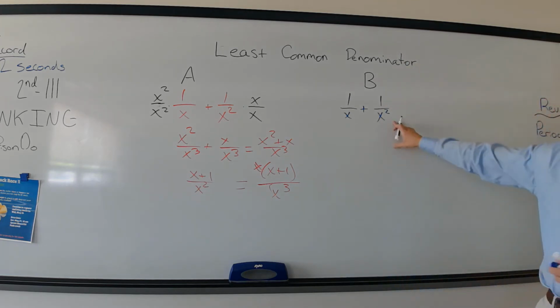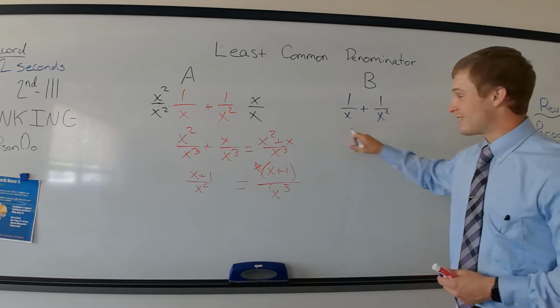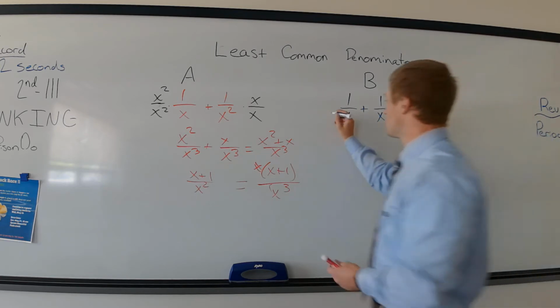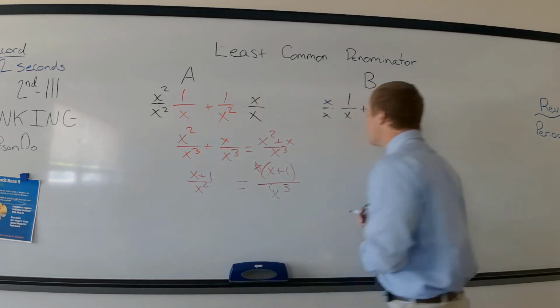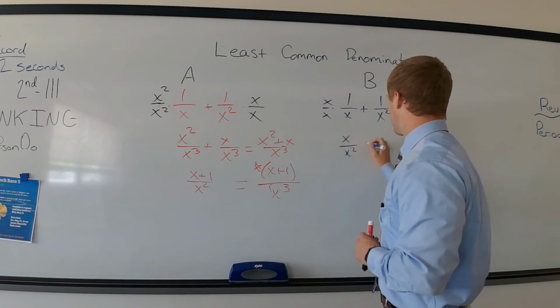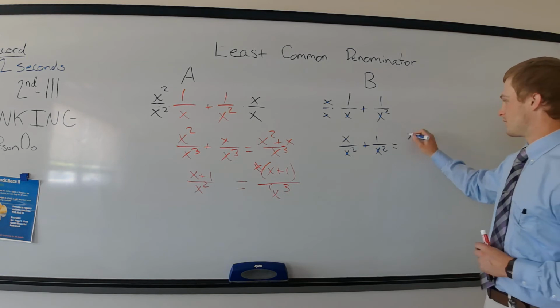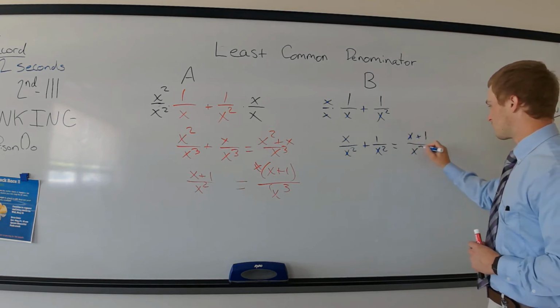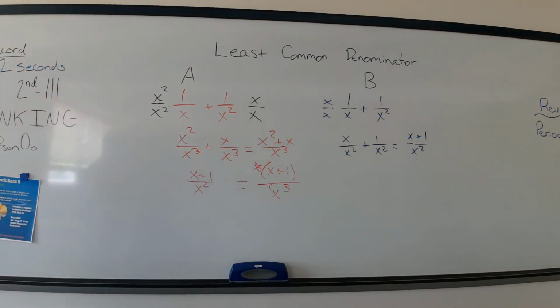Now, method B, do the same thing. I'm going to take a look, see that x squared, I can just multiply an x to get to that, so we'll have a common denominator there, times x over x. I'll be left with x over x squared plus 1 over x squared. Now I can add: x plus 1 over x squared. Okay, so these are our two methods for adding and subtracting rational expressions with a least common denominator.